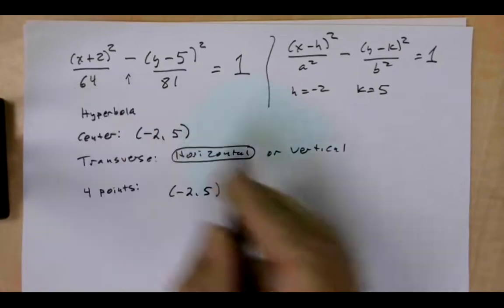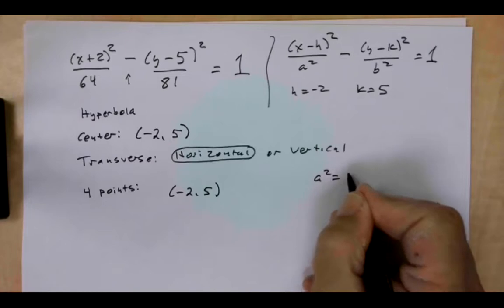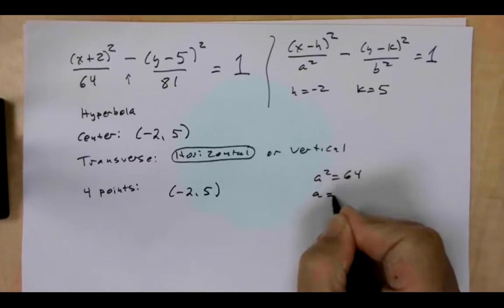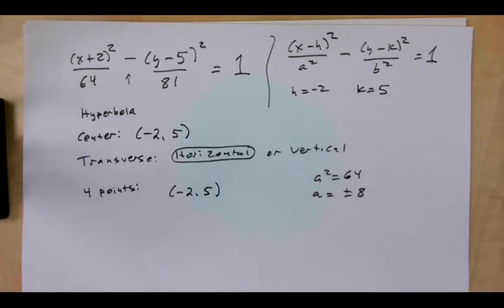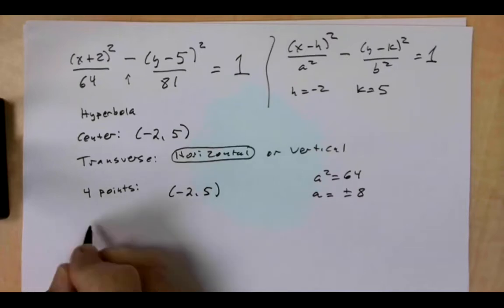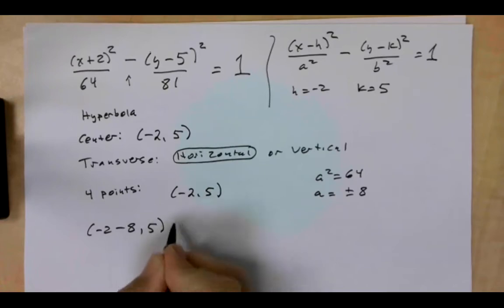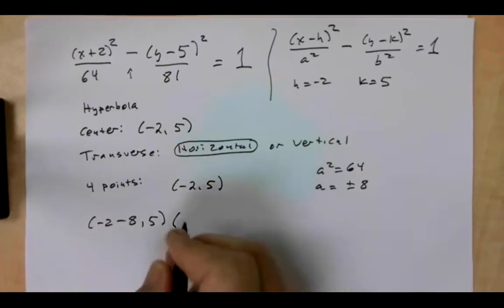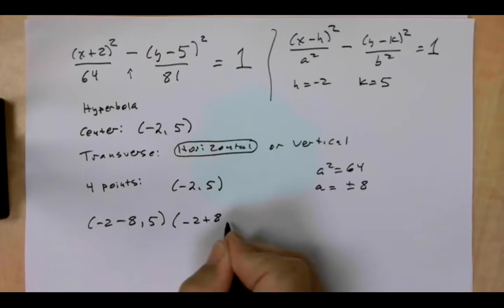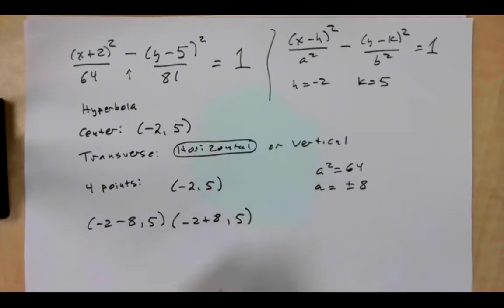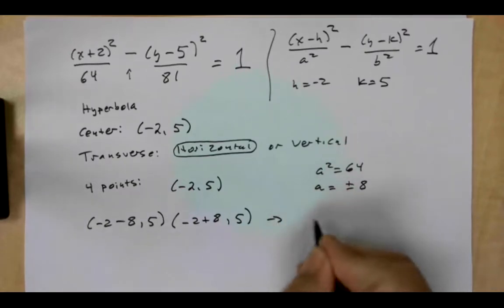The number under the x is 64, so we'll call that a squared is 64. So a is 8, or if you want to say plus or minus 8. So in terms of constructing our 4 points, we're going to go 8 to the left and 8 to the right of -2, 5. So -2 minus 8, comma 5, and -2 plus 8, comma 5. So what's that going to give me? That's going to give me -10, 5, and 6, 5.